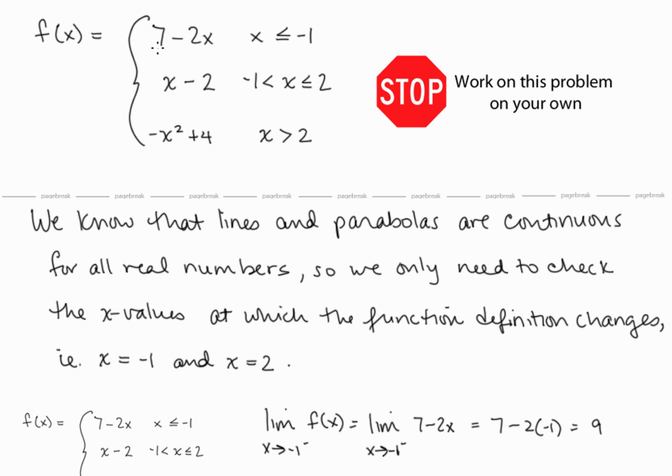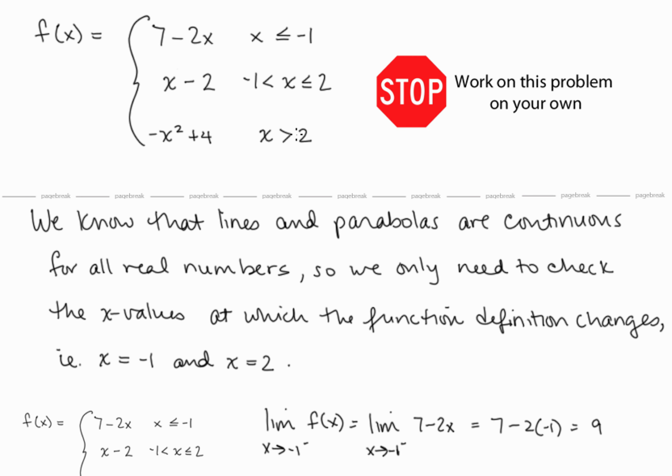Well, we see that the function definitions we have here are lines and a parabola. And we know that lines and parabolas are continuous for all real numbers. So we only need to check the x values at which the function definition changes in this piecewise function. So our only concern is whether or not the function is continuous at x equals -1 and whether or not it's continuous at x equals 2. Everywhere else, we know it's going to be continuous.